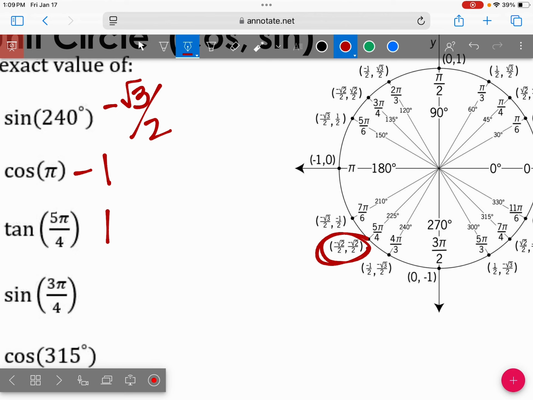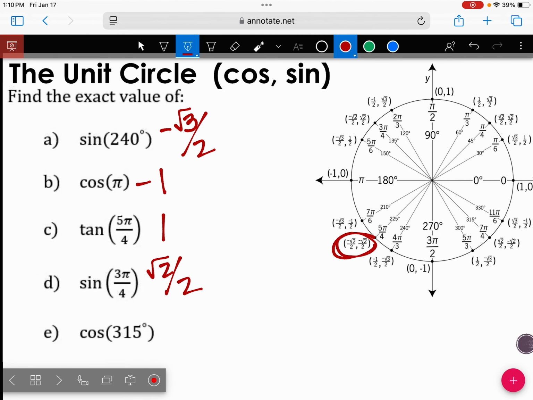All right, 3 pi over 4. Sine, is that positive or negative? Is it positive √2/2 or negative √2/2? Positive. Who says positive? Who says negative? All right, good. And then the cosine of 315. Cosine would be positive or negative? Positive. All right, who had at least 4 right? Good job.